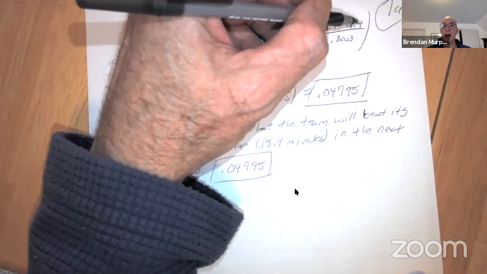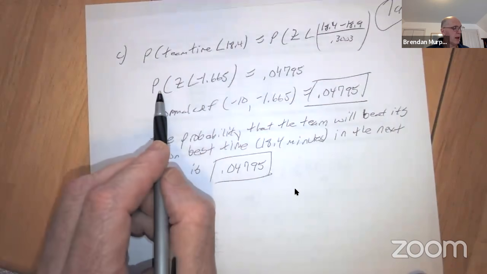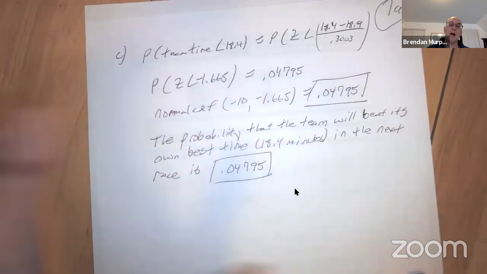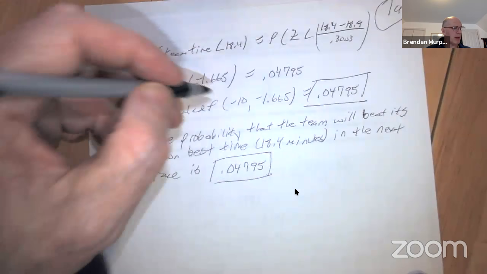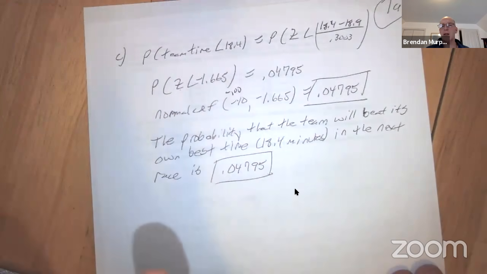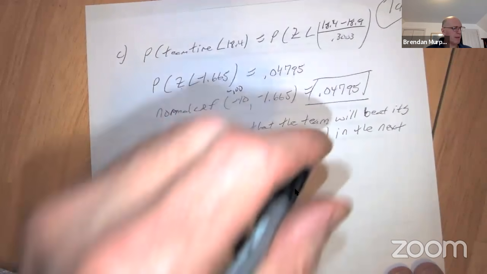That's their mean or expected value time, 18.9. There's my standard deviation. The probability that z is less than -1.655, so smaller than 1.655 standard deviations below the mean. Again, I went to my calculator and I typed in -10, but you could type in -100, -1,000, whatever your teachers pretty much taught you to do.